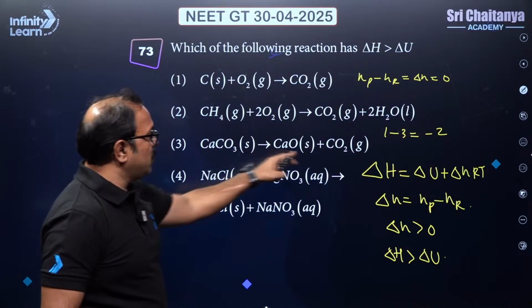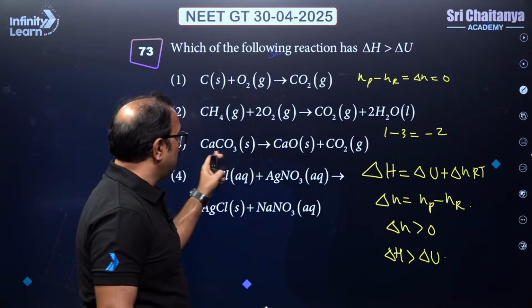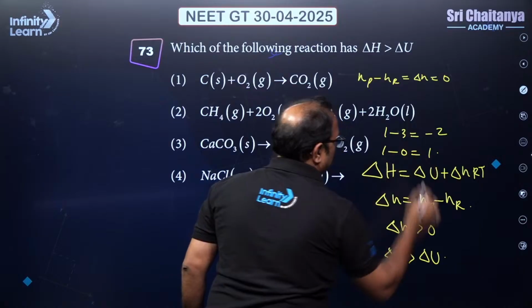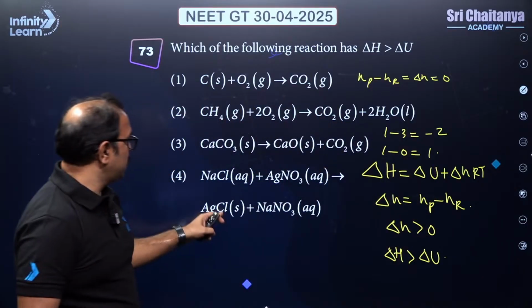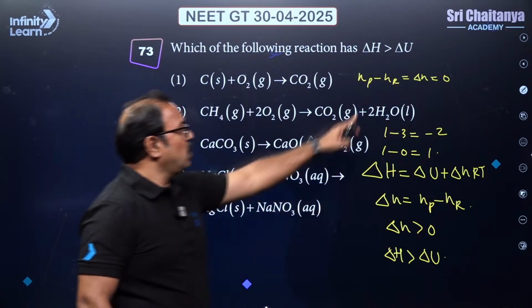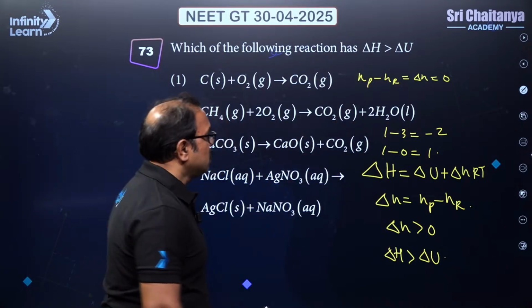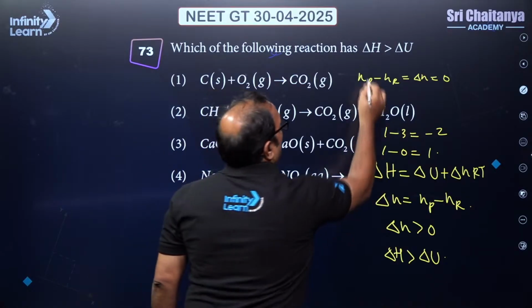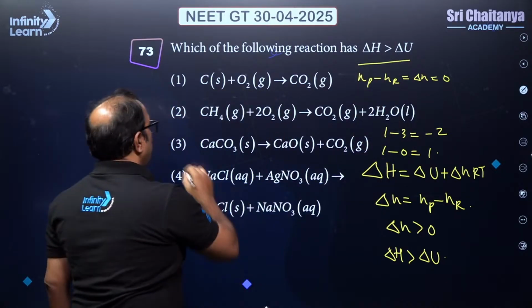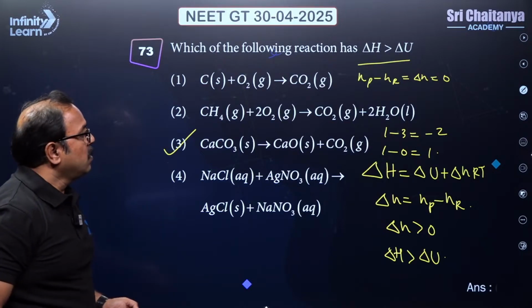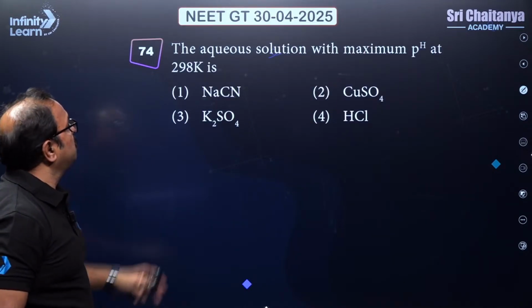In the third case, there is only a gaseous component of product here. There is nothing in the reactants. So it is 1 minus 0, therefore it is 1. That is a positive value. Let us see the last one. They are all aqueous or solid components. They are not gaseous products or reactants. So in this case, it is 0. So delta H will be more than delta U in the case of the third one, because delta N is positive in that case. Rest is either negative or 0.